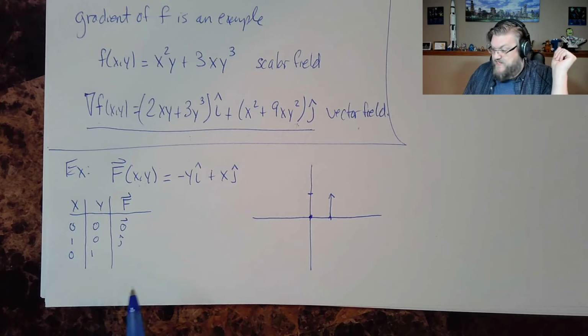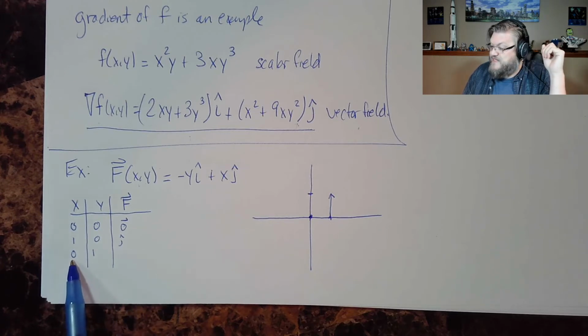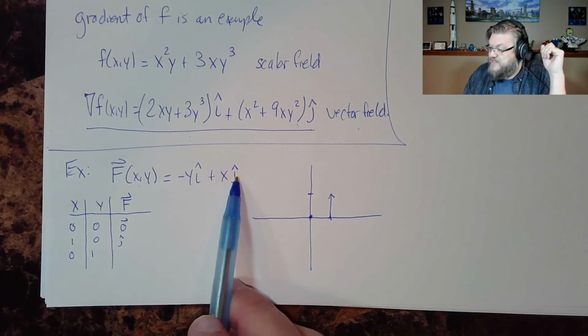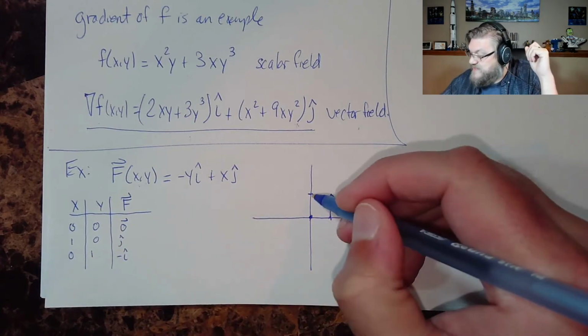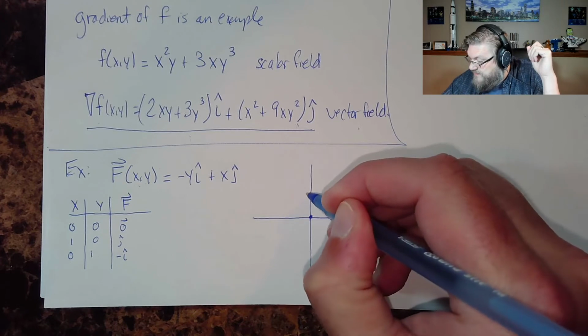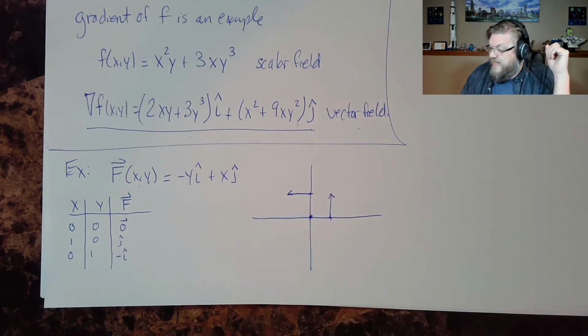And I pick several representative points and I do this. So now plugging in that, that's going to wipe out the j component. Plugging in the 1 here, I get negative i. And so that means at this location, I have negative i, like that, right? And so on and so on.